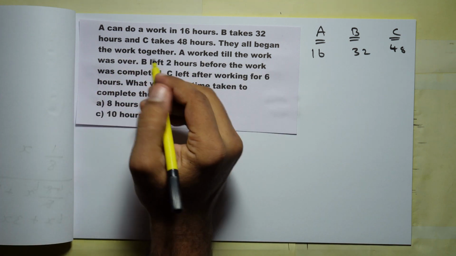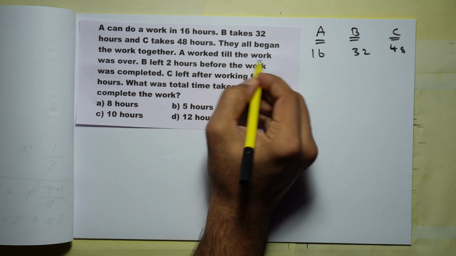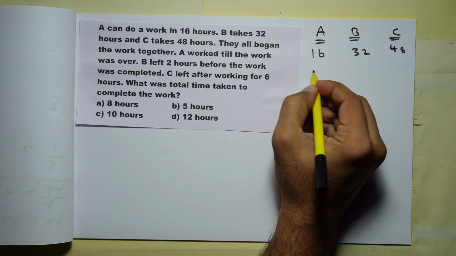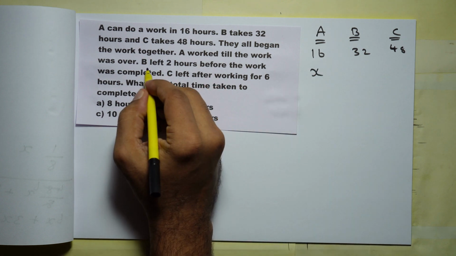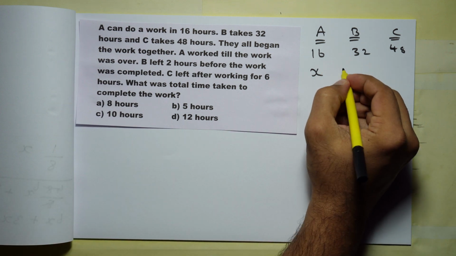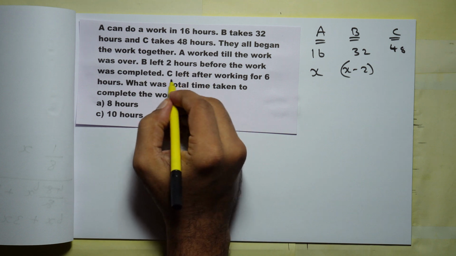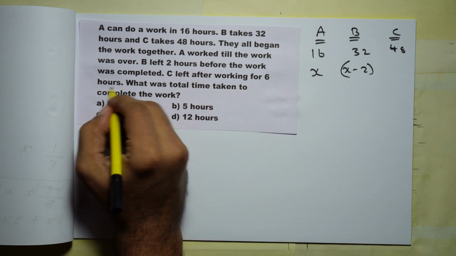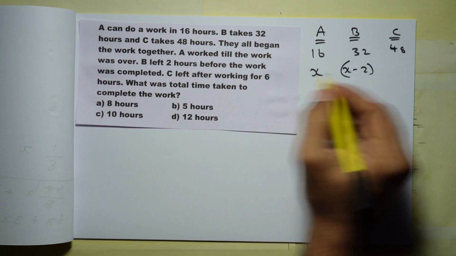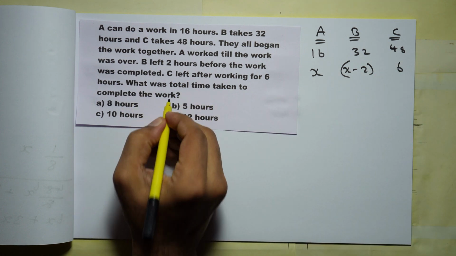So we will assume that the total time required was x hours. So A works for the full x hours. B left 2 hours before the work was completed, so B works for x minus 2 hours, 2 hours less. And C left after working for 6 hours, so C worked exactly for 6 hours. What was the total time taken to complete the work?